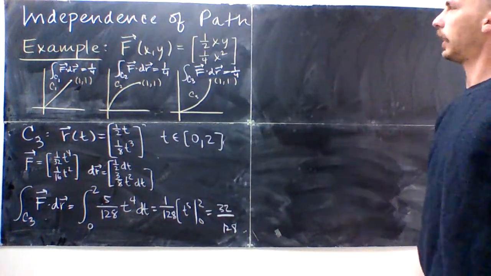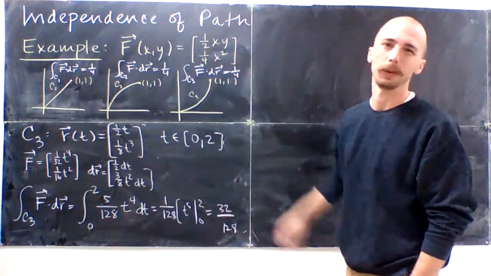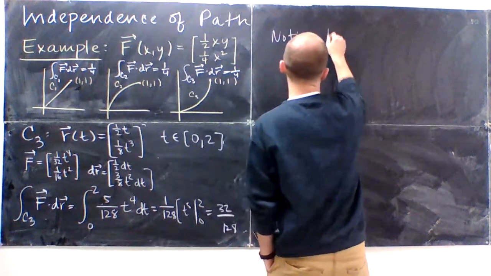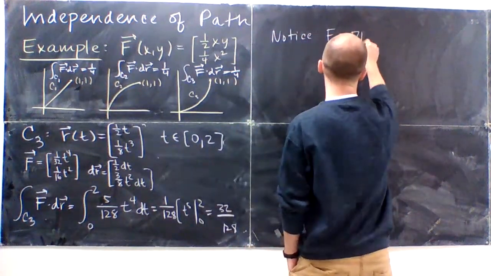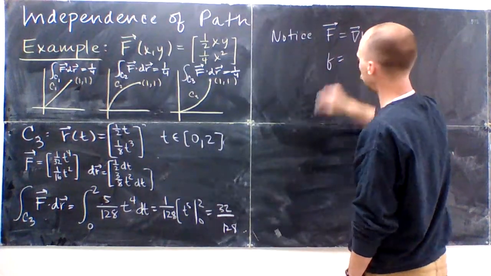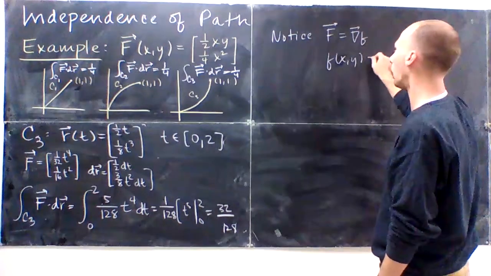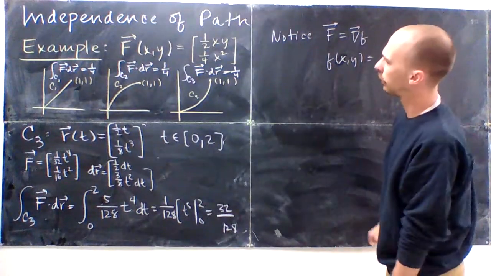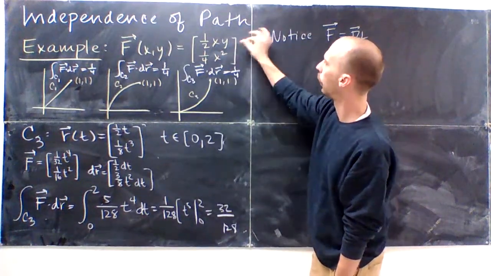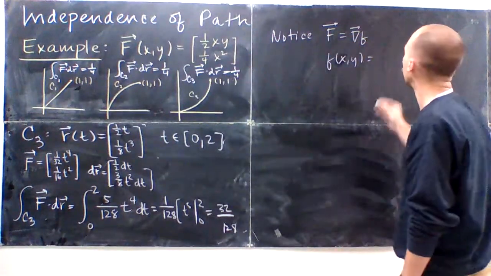And so we can write F as this gradient field, or the vector field F as the gradient of some other function. So I'm going to say that notice F is equal to the gradient of some other function f, where f depends on x and y and is equal to, let's see, what is it going to be? I think it's going to be 1/4 x squared y. Because if I take the derivative of that with respect to y, the x squared will go away, and if I take the derivative with respect to x, it'll be 2/4 xy. Yeah, I'm feeling pretty good about that.